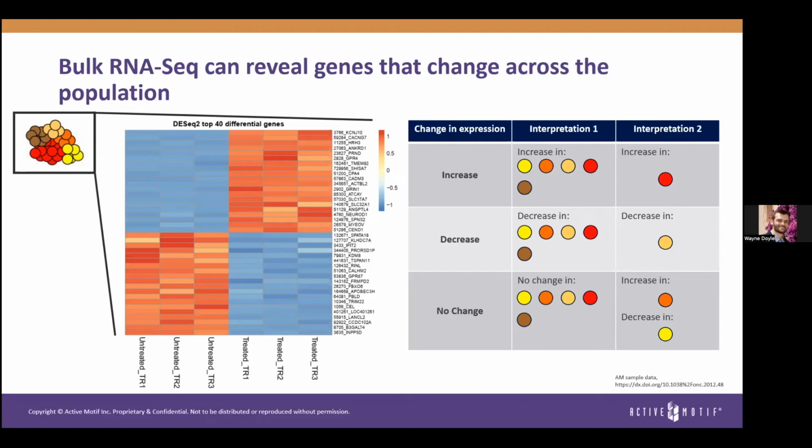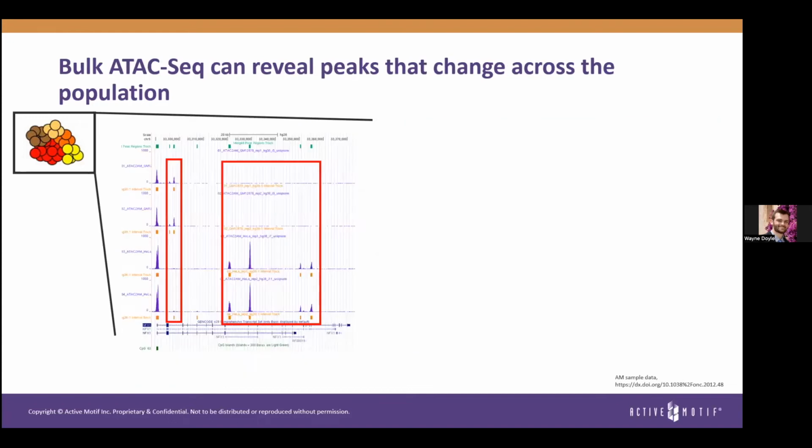And this limitation isn't specific to just bulk RNA sequencing. We can also see it with bulk ATAC sequencing. ATAC sequencing is just an assay that allows us to look at regions of open chromatin. So these are regions where transcription factors can bind or RNA polymerase can come in to drive gene expression.